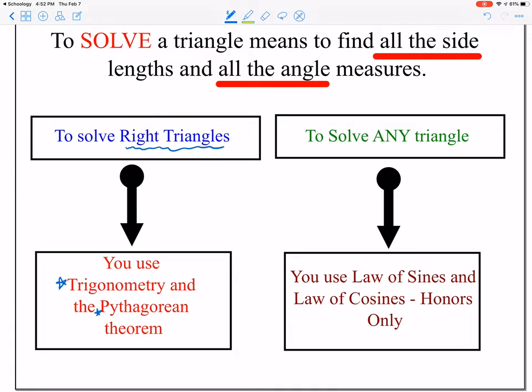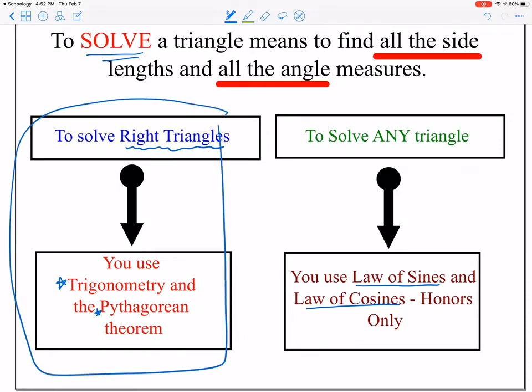Now, if we didn't have a right triangle, we could still solve it, and we would solve it by using two things, law of cosines and law of sines. That is an extension and not something that we need to know in geometry. It is fun nonetheless. You will probably learn it at the end of your Algebra 2, or definitely in pre-calculus. But for right now, we're going to look at solving right triangles.